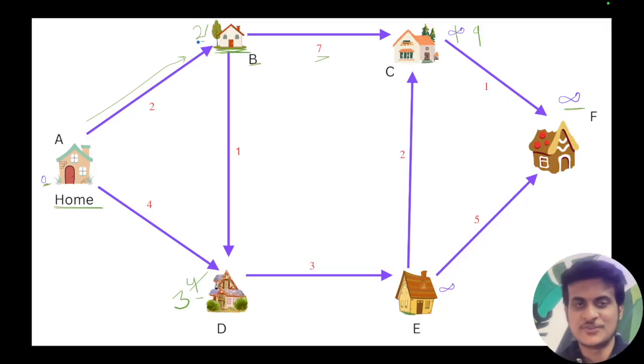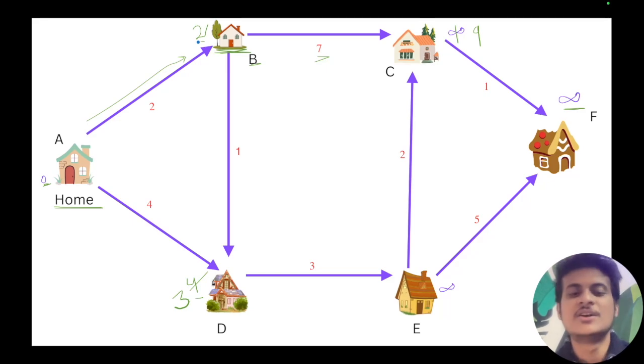After relaxation, we will see which vertices are left, which are not explored yet, that are not visited yet. So it's D, C, E, and F. So the value of D is 3, the value of C is 9, the value of F is infinite, and E is also infinite. So among them, D has the shortest value. So we will come to the vertex D.